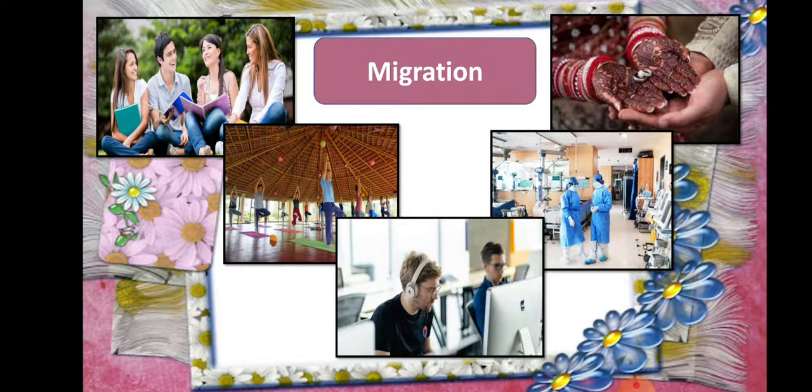Regions from where people migrate show a fall in population. Such regions experience a shortage of manpower. On the other hand, the area to which they migrate shows an increase in population and a strain on the public amenities and facilities. Due to the migration, the composition of the population changes.